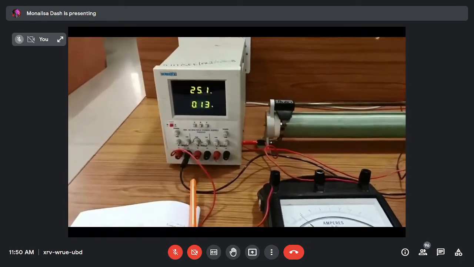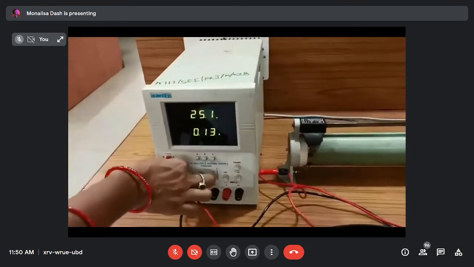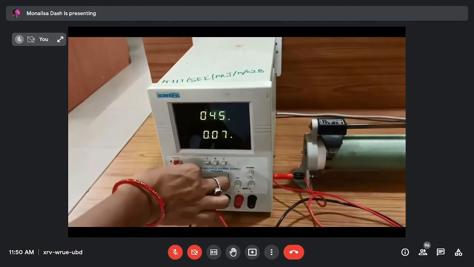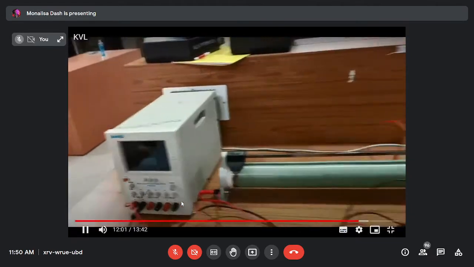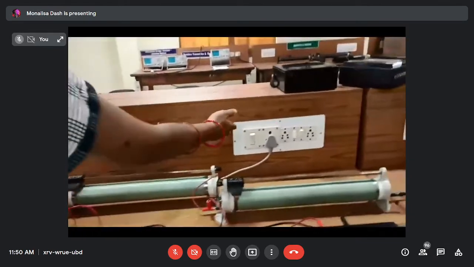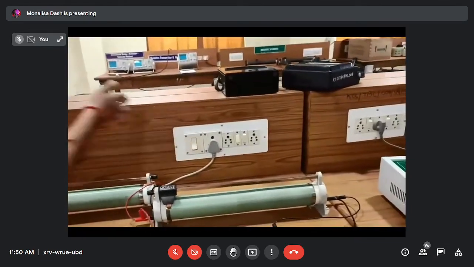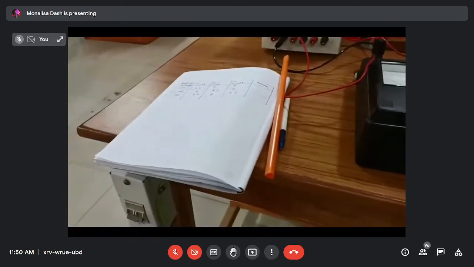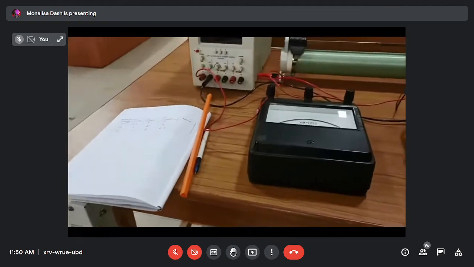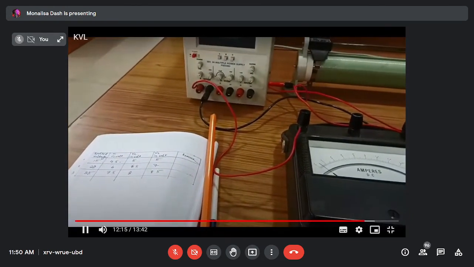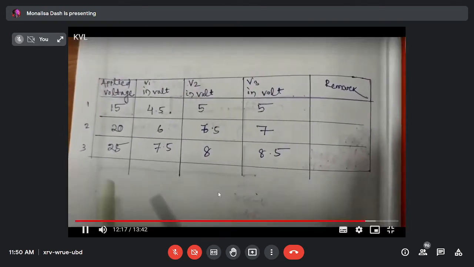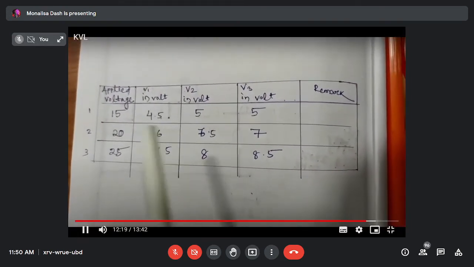Now we will switch off the circuit. First, take it to the zero position and power off. Then switch off the AC supply. Then switch off the MCB. This is the procedure to switch off the experiment. Now we will go for calculation.